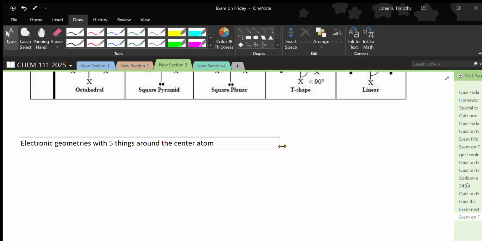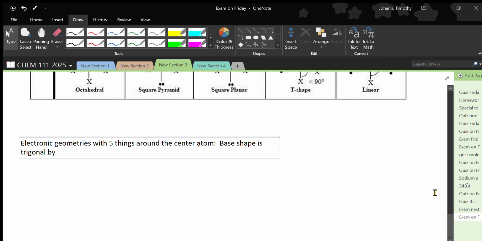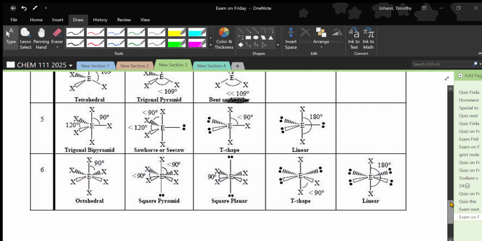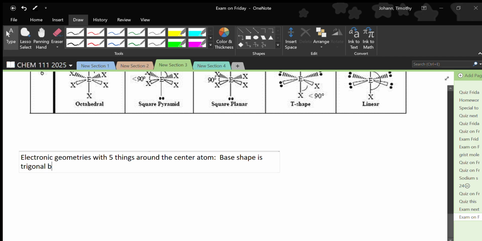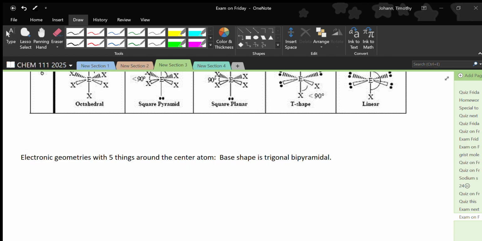All right, so the base shape here is trigonal bipyramidal. All right, your base shape is a trigonal bipyramidal, and so an example of this would be if we were to look at PF5.